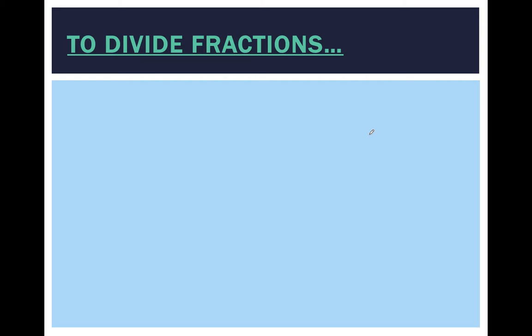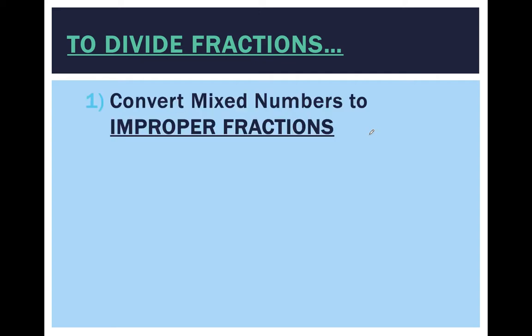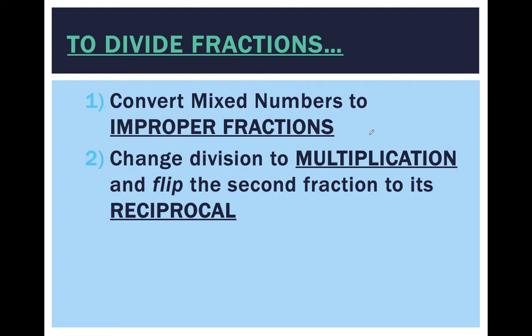Okay, so how do I do a division with fractions problem? You probably remember learning keep, change, flip, and this is where we use that. But first, before we keep, change, flip, we still have to, number 1, convert all mixed numbers to improper fractions. You have to do that first before keep, change, flip. Then step 2, change division to multiplication and flip the second fraction to its reciprocal. That is our keep, change, flip.